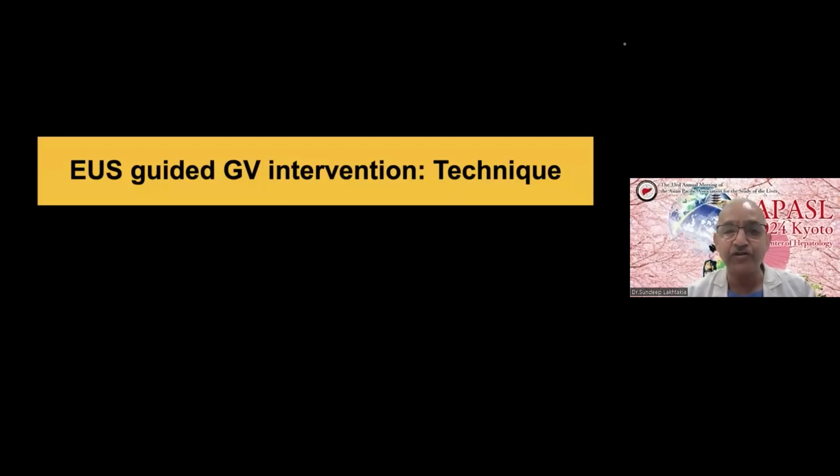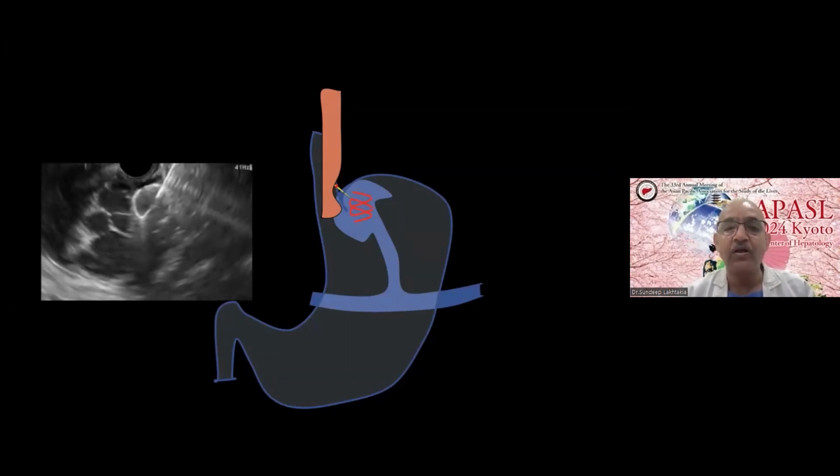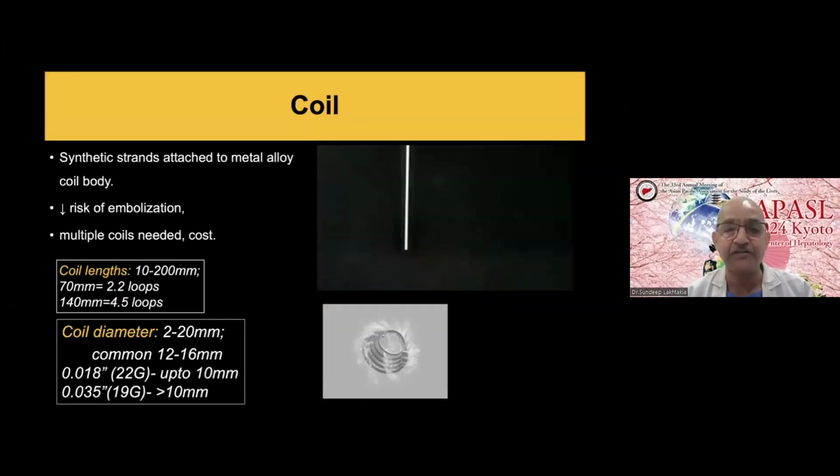Coming to the technique of EUS-guided gastric varices intervention, we generally position the EUS scope near the cardia and puncture through the diaphragm into the varices, the large big varices, and inject either glue or coil or both. First coil and then subsequently glue, so that the glue sticks within the scaffolding of the coils. Sometimes people use other material like gelatin foam for this kind of intervention.